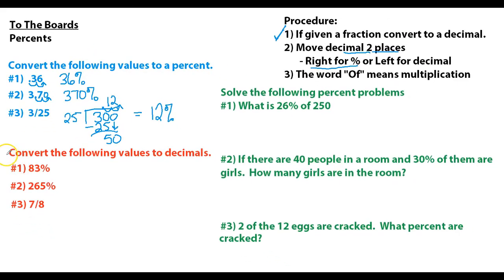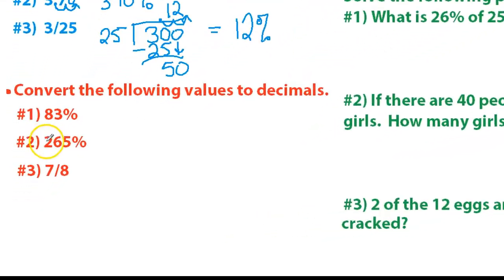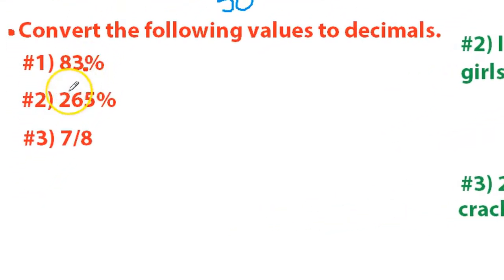Let's work on these red problems. We need to convert these percents to a decimal. Well, anytime you need to do that, you're going to move the decimal 2 places over. We're going to move it left to get a decimal. So right now the decimal point is right here, 83%. If I move it left 2 spots, that'll put it at 0.83. So 83% as a decimal is 0.83.